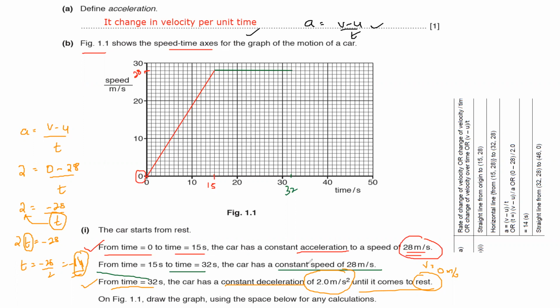to stop the car. So 32 plus 14 will make 46. So what we have to do is mark 46 seconds: 41, 2, 3, 4, 5, 6. So this is 46. And then we have to draw, because it's a constant deceleration, a straight line. So at 46 seconds, this car will stop. Is it clear, this question?